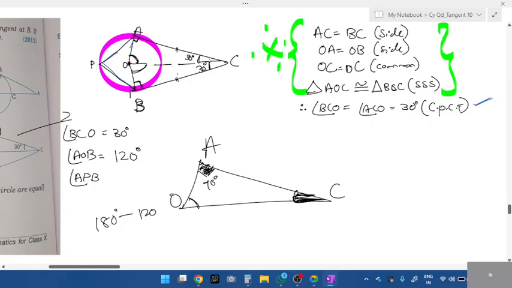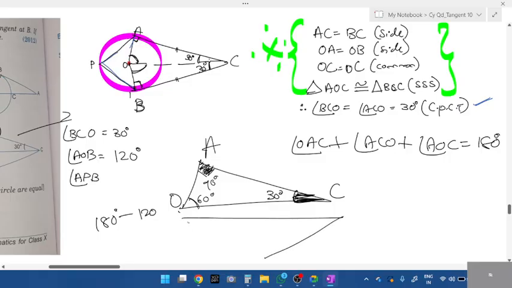Any tangent question, they'll ask you these types of angles to find. 30 degrees, 90, 30. You need to find angle AOC. In order to find AOC, apply the sum of interior angles concept. Angle OAC plus angle ACO plus angle AOC is equal to 180. Then, with the help of this equation, you'll get 60 degrees. If this is 60, the other angle will also be 60 degrees.